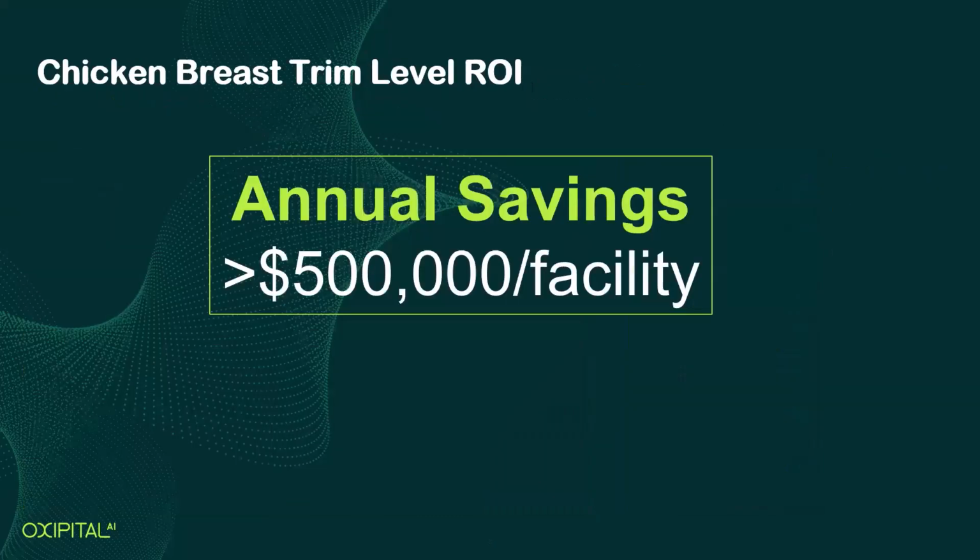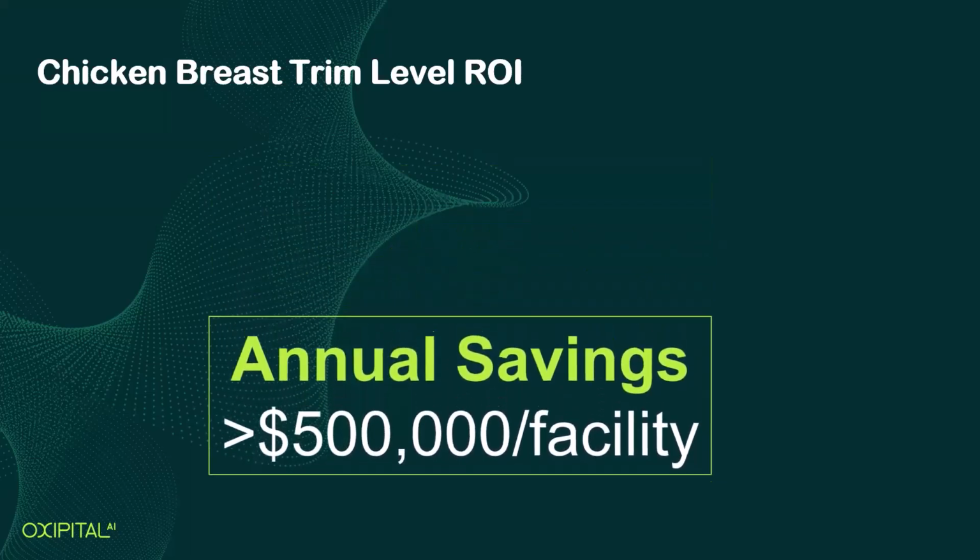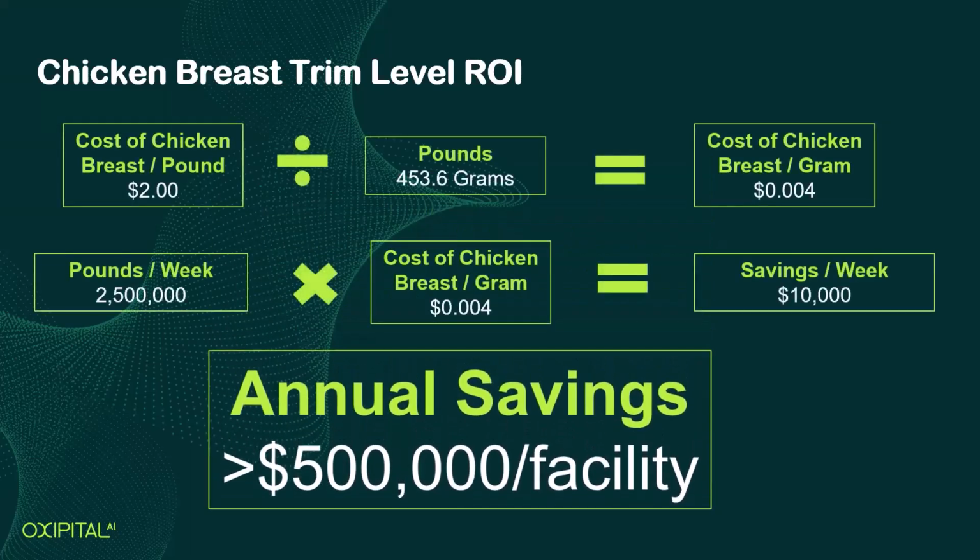So let's take a look here at the impact of what saving 1 gram of giveaway could look like over the course of a year for a poultry processor. Let's assume that you're selling chicken breast at $2 a pound to your local grocery retailers, and you're shipping about 2.5 million pounds of chicken breast per week. If you save 1 gram per chicken breast, that can lead to over $500,000 a year in savings at one individual facility. Imagine scaling this out to multiple facilities and potentially saving more than a single gram on each chicken breast. This really starts to become a no-brainer.